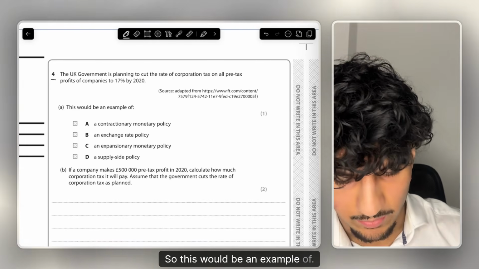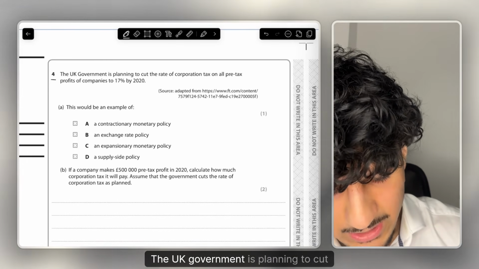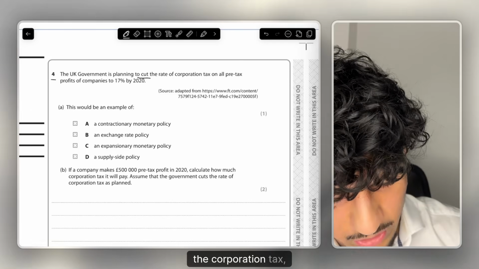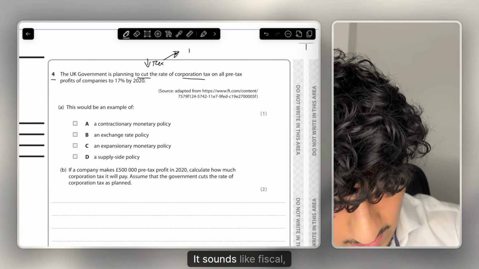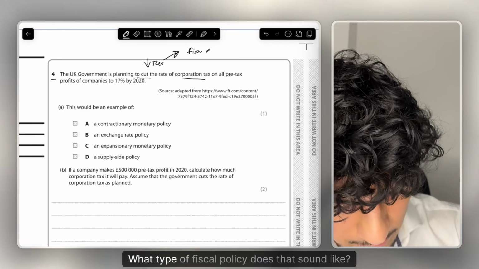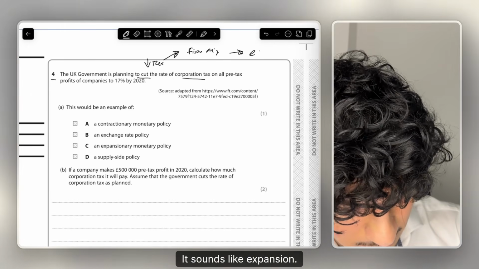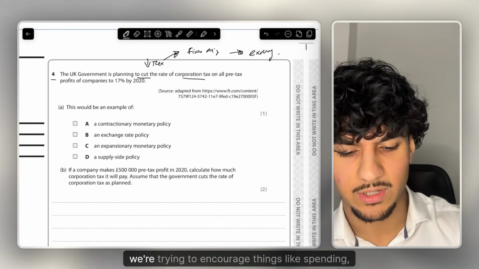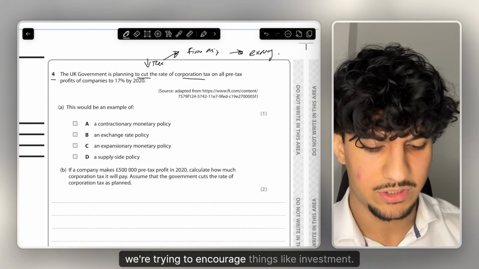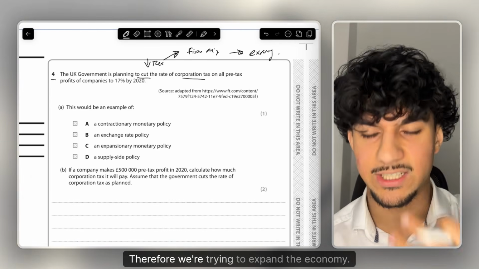So this would be an example of, let's read the stimulus. The UK government is planning to cut the corporation tax, so decreasing taxes. What does that sound like straight away? It sounds like fiscal policy. What type of fiscal policy does that sound like? It sounds like expansionary. Why is it expansionary? If we're cutting tax rates, we're trying to encourage things like spending, things like investment, therefore we're trying to expand the economy.